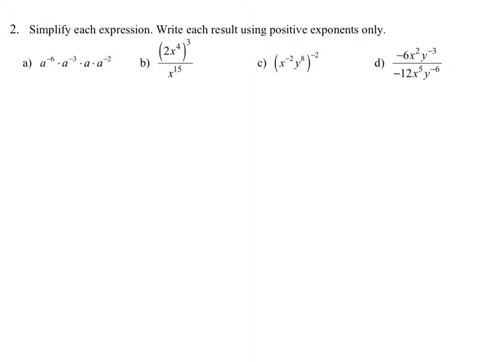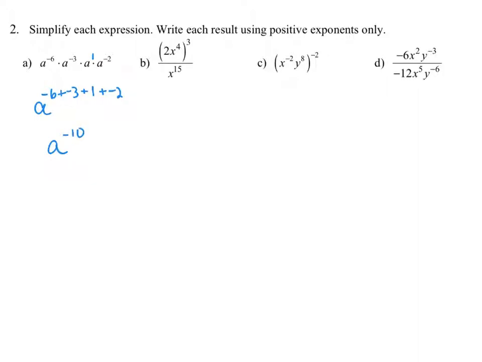Let's simplify each expression and write each result using positive exponents only. We're combining the properties of exponents from the previous section with the negative exponent property from this section. Here we have in part A, a to the negative 6 times a to the negative third times a to the negative 2. Using the product property of exponents, we can add those exponents together because the bases are the same. So the exponents are negative 6 plus negative 3, plus the exponent for just a, which is 1, plus a negative 2. When you add those exponents together, you get a to the negative 10.